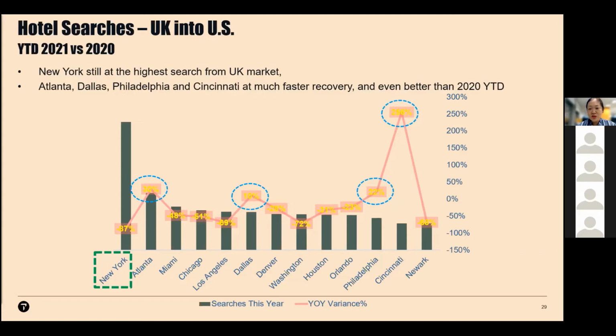So all those charts I've shared are just some snapshots. We can zoom into individual destinations and compare with your competitor destinations. So if you need more information, please feel free to reach out.